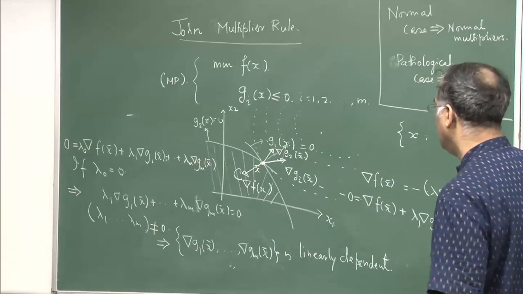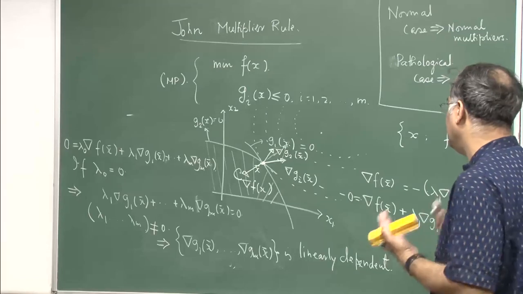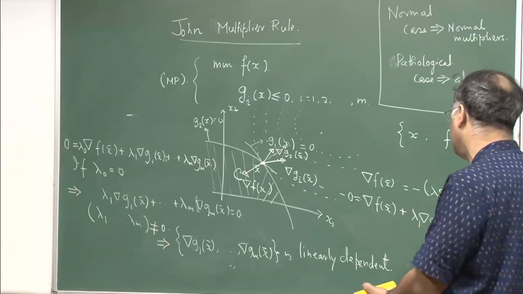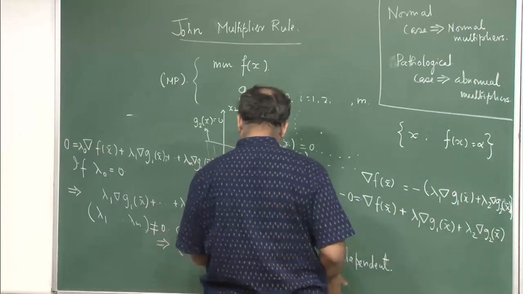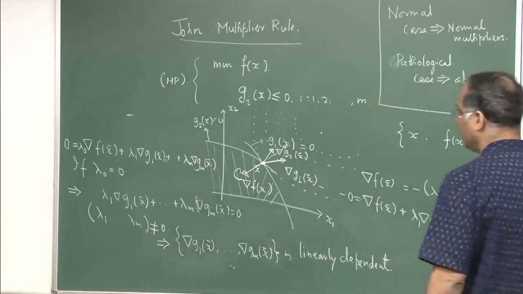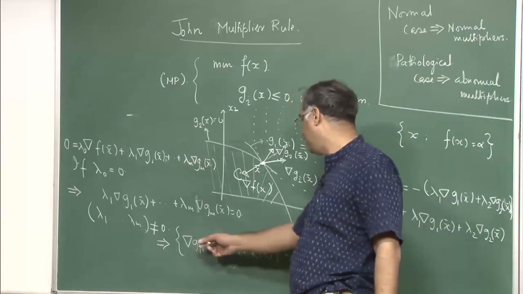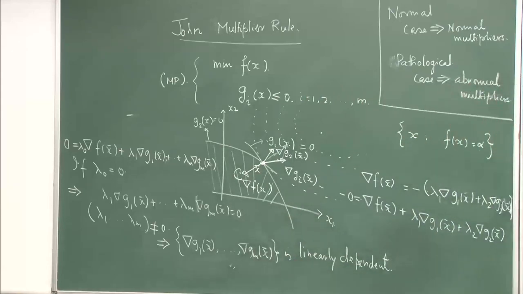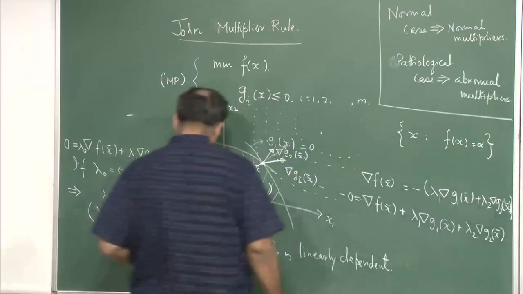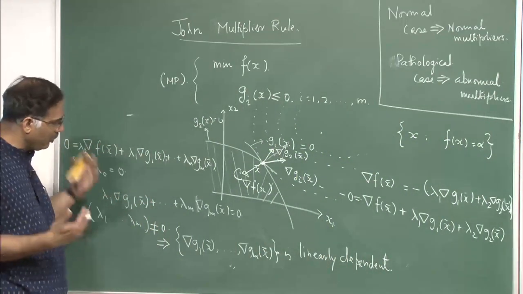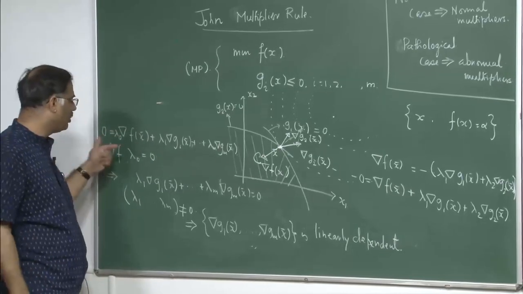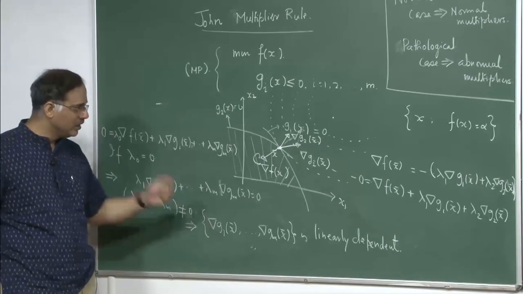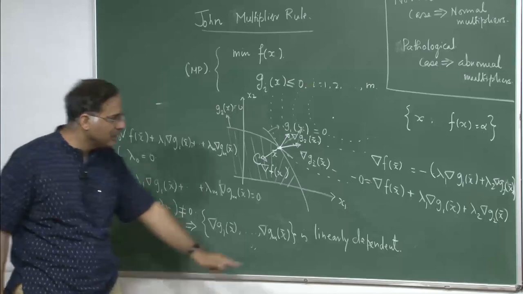So which means a natural assumption that one can impose on the constraints is that these vectors are all linearly independent. Of course, when you take linear independence, you have to take m less than or equal to n, because the maximum number of linearly independent vectors in Rn is of course just n. So from the condition itself, what an abnormal multiplier would give me leads to a way by which we can guarantee that the multiplier is normal.